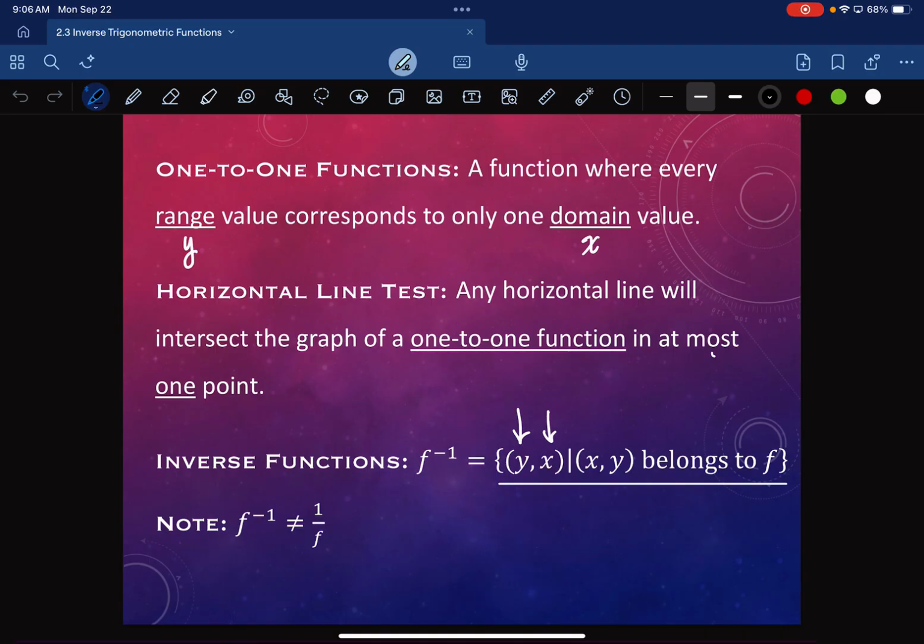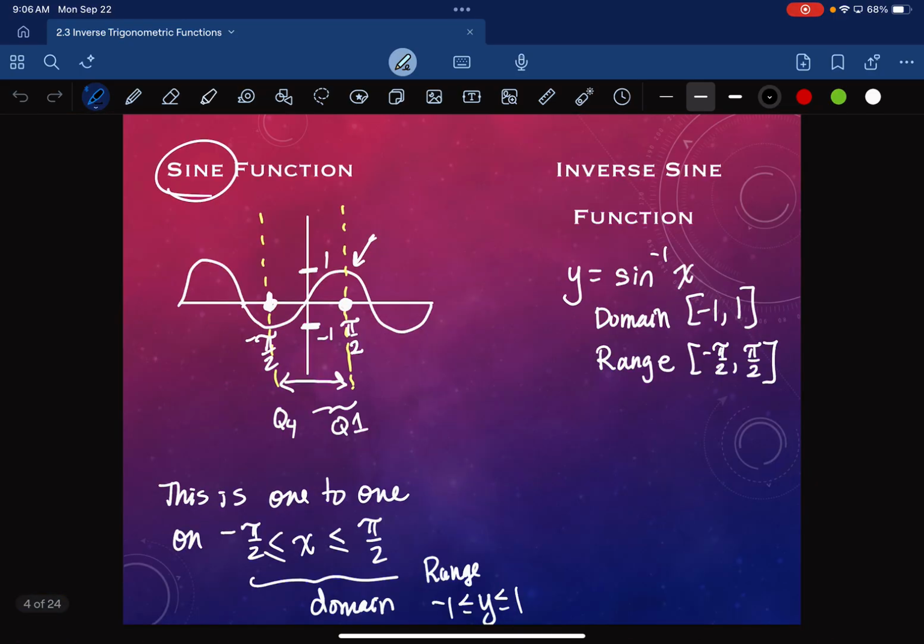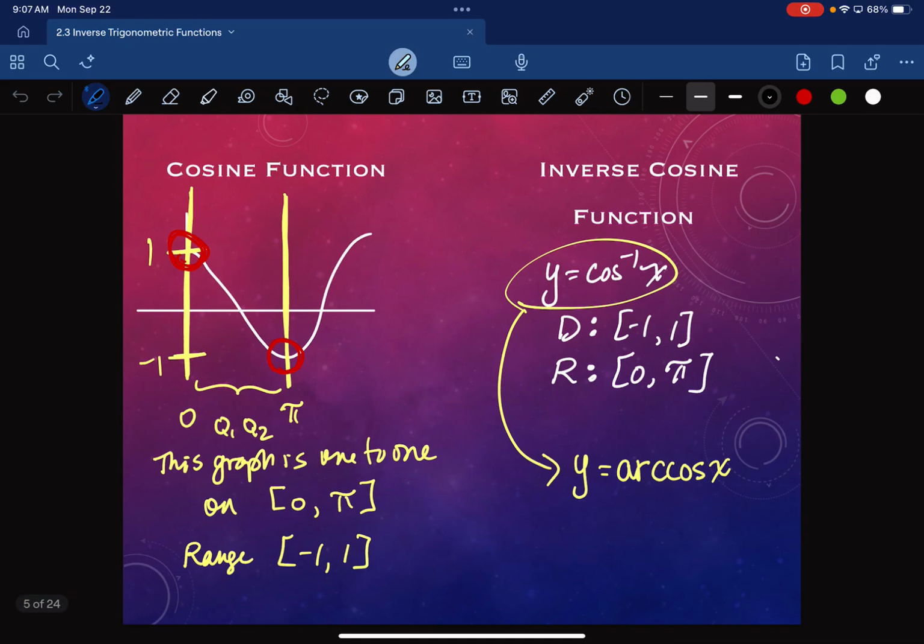The problem is that every single one of our trig functions fails this test royally. I mean, like on steroids, it's bad. So in order to actually be able to use inverse functions for trigonometry, we have to restrict our viewing window. And so we talked about for sine and for cosine what that would look like. For sine, our restricted window is from negative pi over 2 to pi over 2. And for cosine, our restricted window is from 0 to pi.